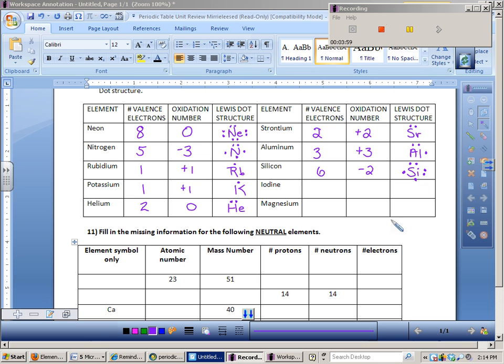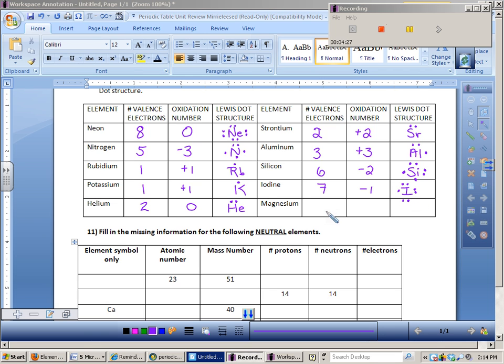Iodine's next. Iodine is in column 17, which is group 7A. Means he has 7 valence electrons. He needs 1 more to get to 8, so he'll take on an extra negative charge for -1, and he will be capital I, have 7 dots. 1, 2, 3, 4, 5, 6, 7.